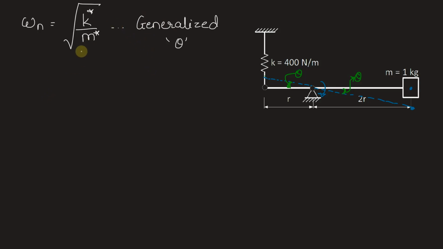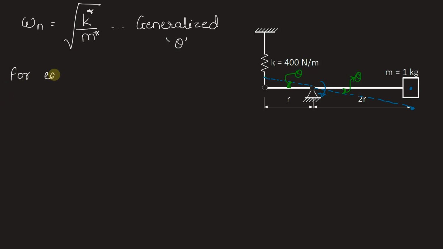We need to first find out the equation of motion to find natural frequency, because natural frequency can be found out using under root k star by m star. This is the value of natural frequency specifically for generalized coordinate system, that is theta. So we'll have to find out the equation of motion first.